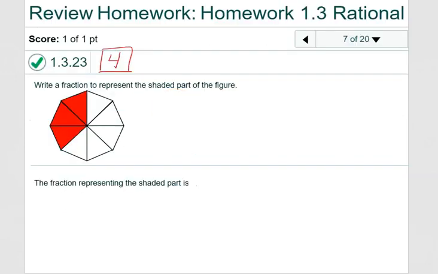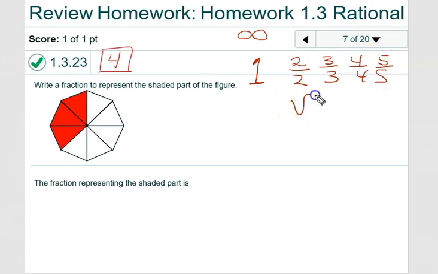Now some background for number 4, and you might make a crude sketch of this, would be nice. 1. When we think of the number 1, how many variations of 1 are there? Well, would you believe there's an infinite number of variations of 1? We can have 2 over 2, 3 over 3, 4 over 4, 5 over 5. We could have the square root of 2 over the square root of 2.